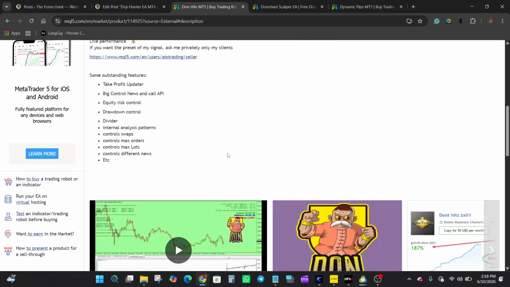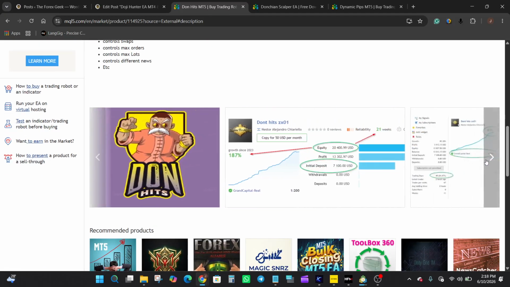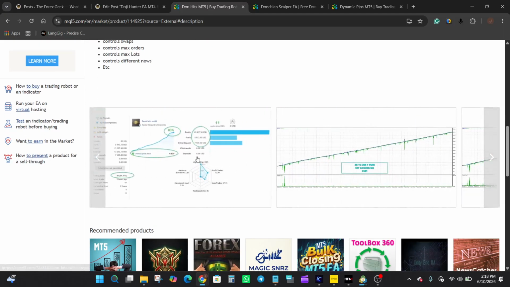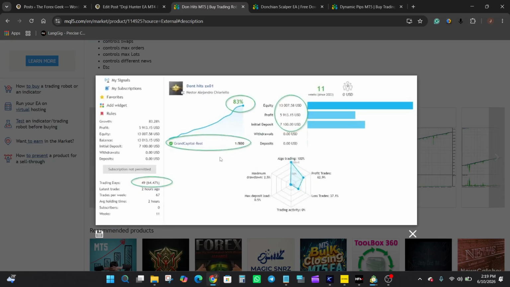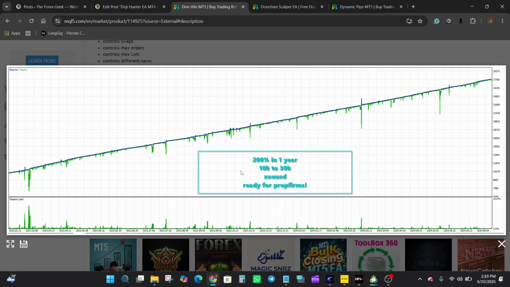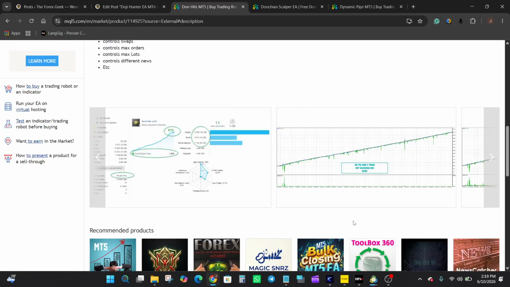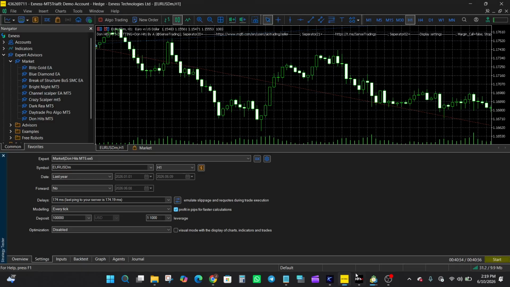So let's just start by looking at some of the results that were displayed here on the marketplace page. Okay, here we are seeing a growth of 83.28% over 11 weeks. And I can see here reaching 200% in 1 year. Okay, so let's just quickly head over to our strategy tester as well. Let's see how the EA performed over the past 5 months in 2026.